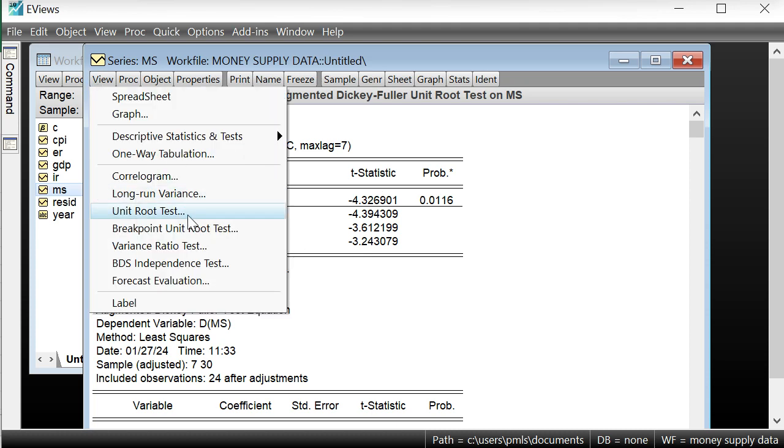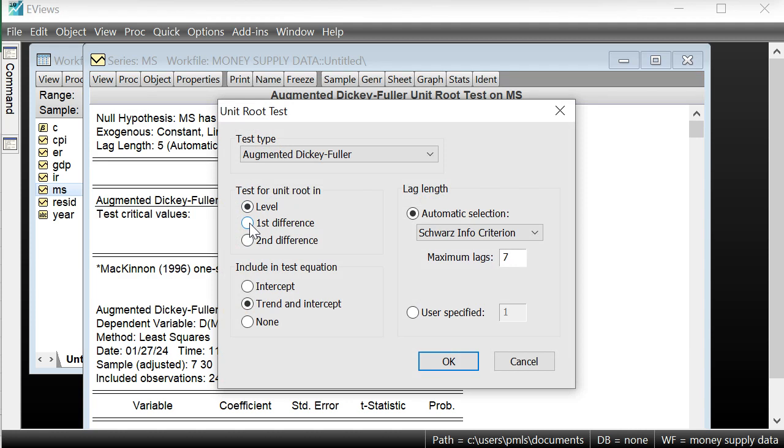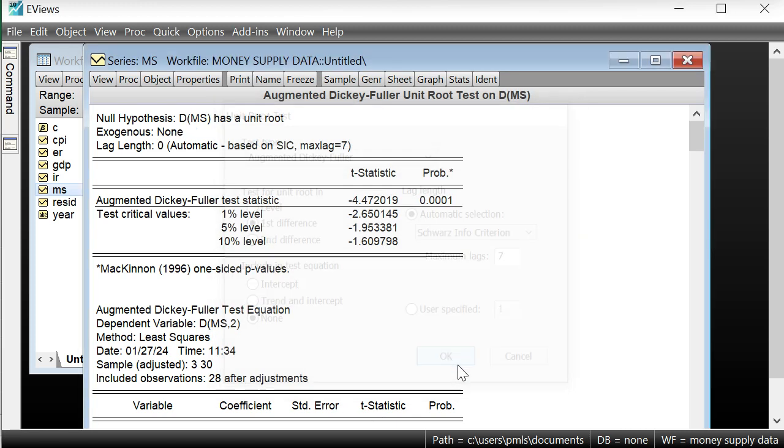So in this case you need to take the first difference and put it at none. Now if you see, our calculated value is greater than all the tabulated critical values. At 10% we are able to reject, at 5% we are able to reject, at 1% we are able to reject, or you can see the probability value is less than 0.05, so we reject H0. It means it is stationary in this case. So at first difference our money supply is stationary.